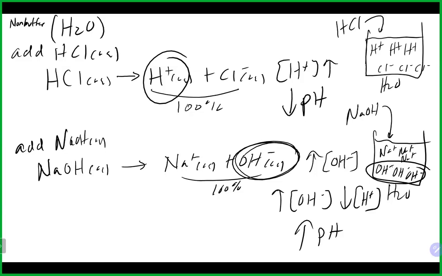So this is why we see really big changes in pH when we add acid or base to a non-buffer solution. When we add acid, we're just adding a ton of H plus, and when we add base, we're adding a ton of OH minus, and those cause really big jumps in the pH. Now, how does a buffer prevent that? Well, as we just talked about, a buffer has both things in the solution at the same time. It has an acid part and a base part.